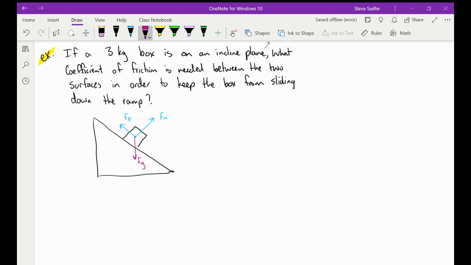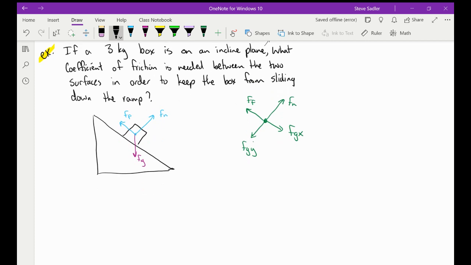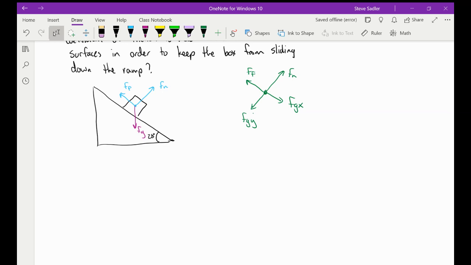Now the way that you can think of it is, let's draw it out here. We have normal force, we have force of friction, we will have force of gravity in the y, and force of gravity in the x. So if this is a ramp at 28 degrees, we can solve for some of these.